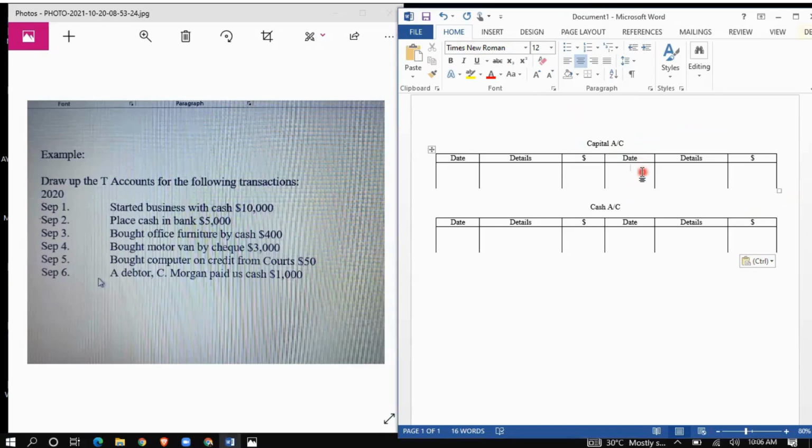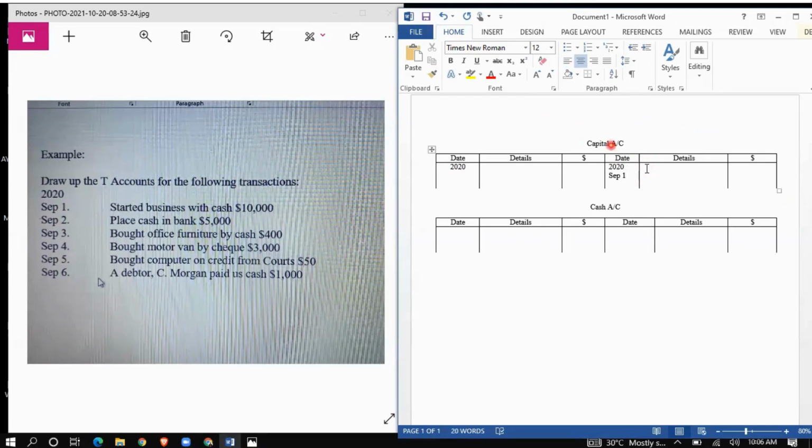The first thing we write is the year 2020. And over here, 2020. So capital. I'm going to start off by writing on the credit side for the transaction. September 1, that's the date. And then we're going to go on now to write the details.